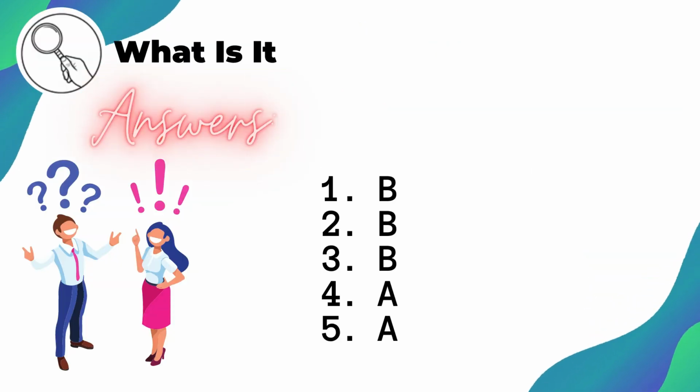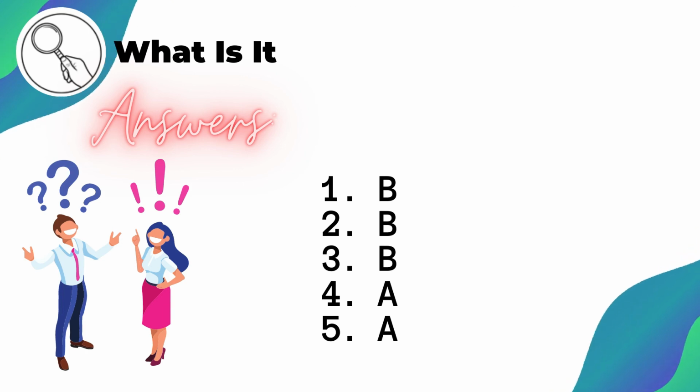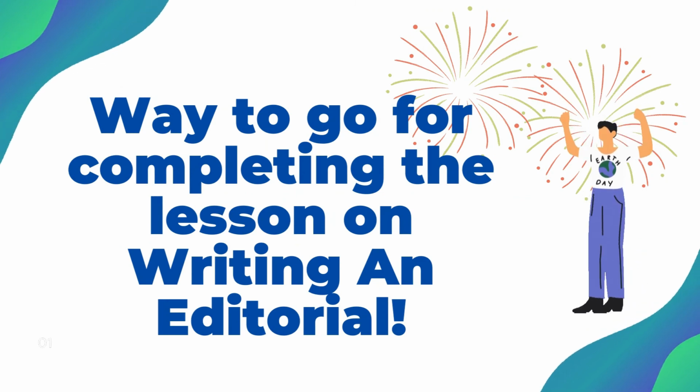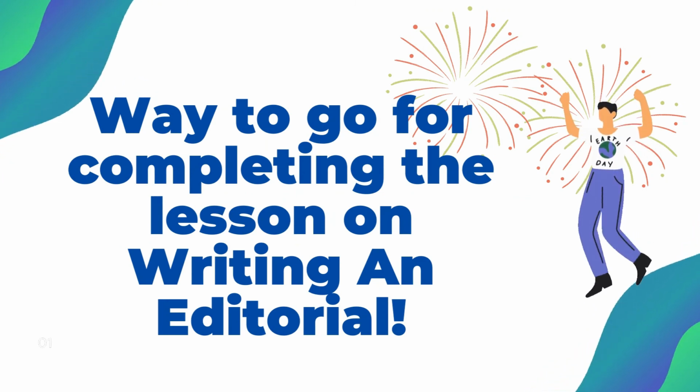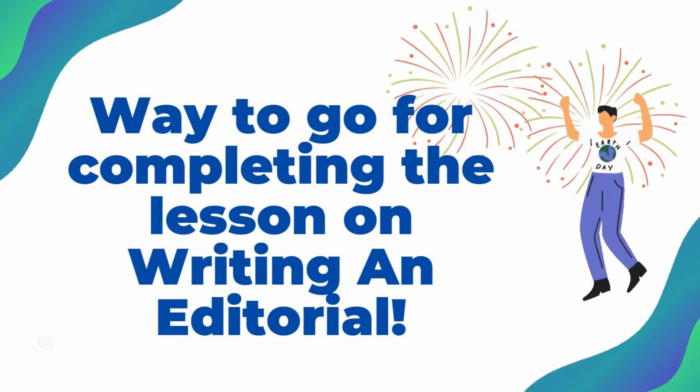That's right. Number 1 is B, 2B, 3B, 4A, 5 is A. Way to go for completing the lesson on writing an editorial, grade 4 learners. Congratulations!